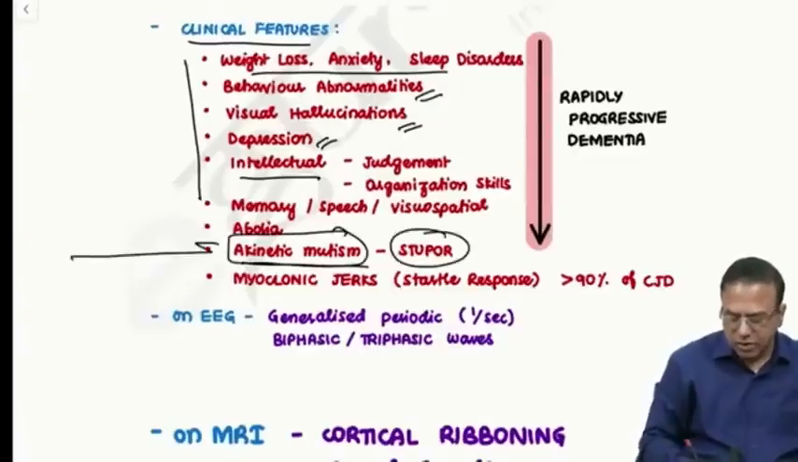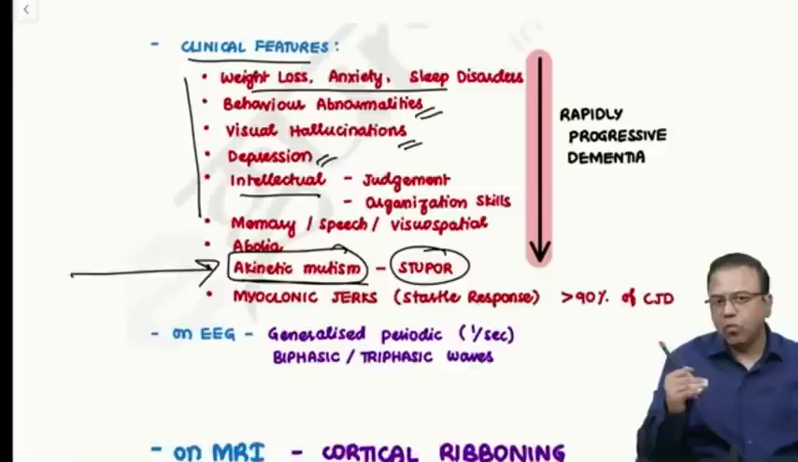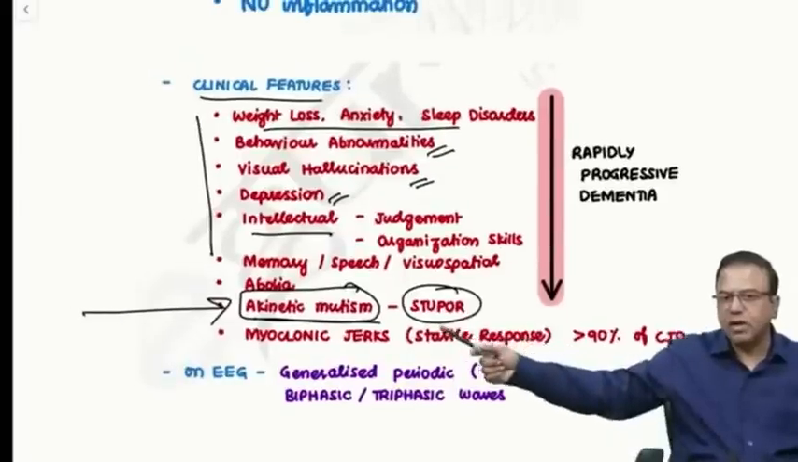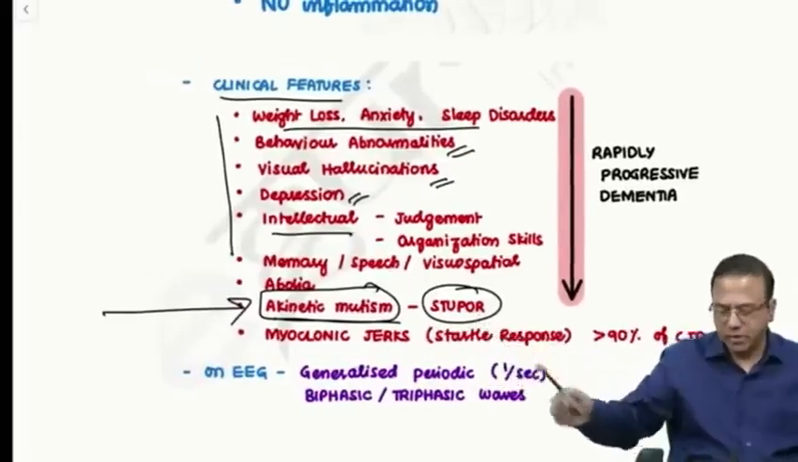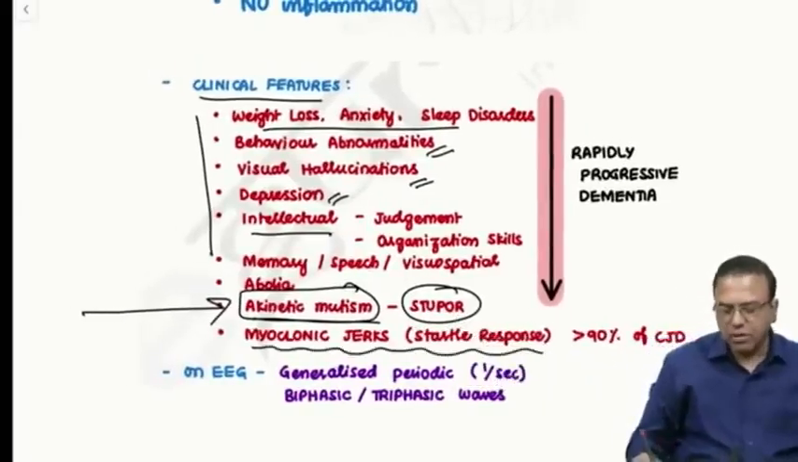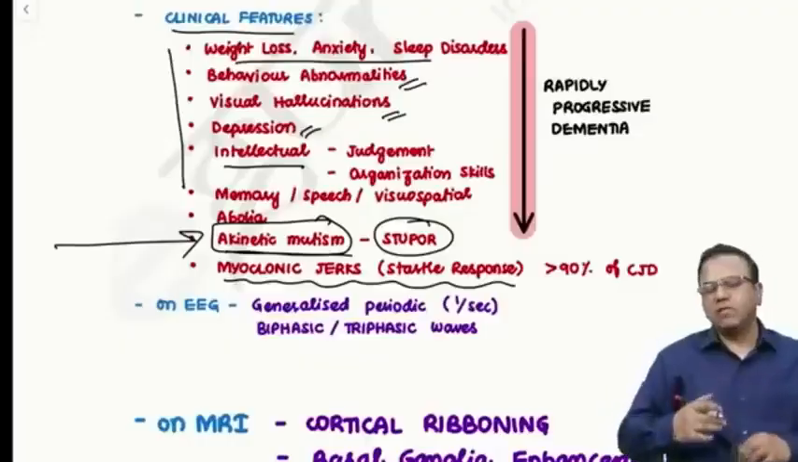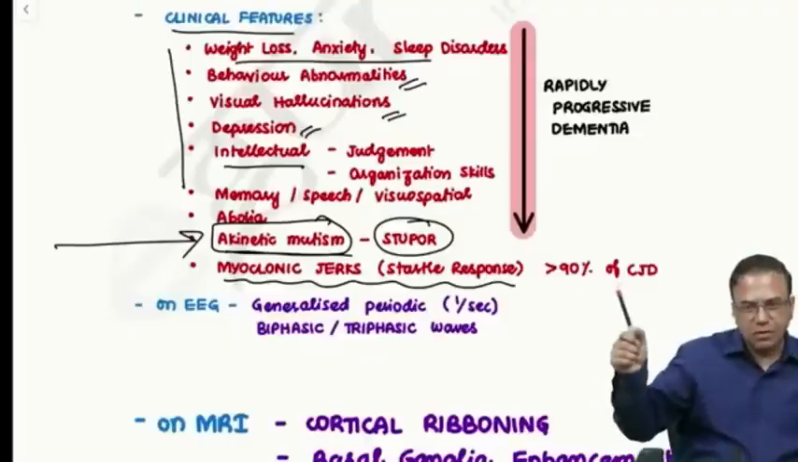So this was asked in one of the exams. In CJD, what is it that you get in a vegetative state? It's not really coma. It's a state of akinetic mutism, and that's a type of stupor. The hallmark of this patient is myoclonic jerk, which is triggered by startling the patient. You give a loud clap, the patient will suddenly jump out of the chair. This happens in 90% of CJD.